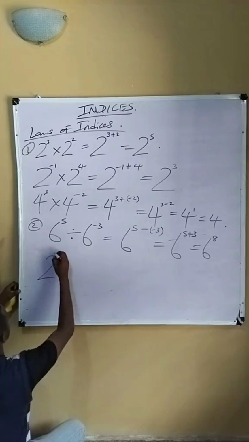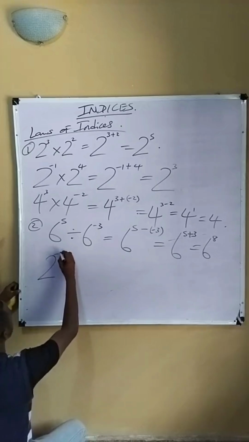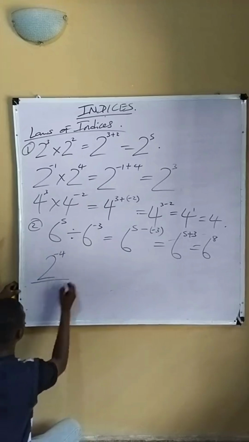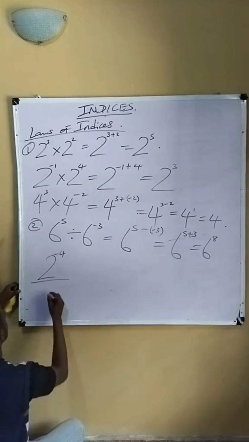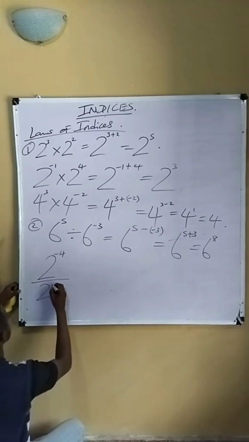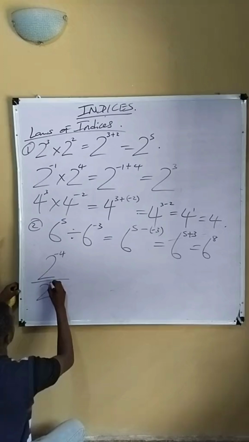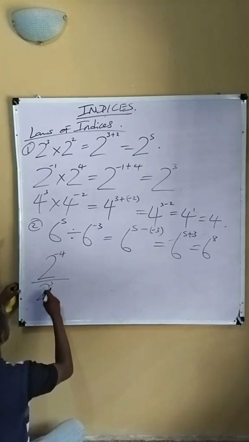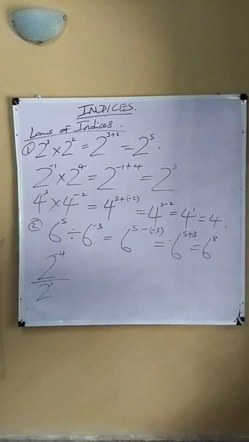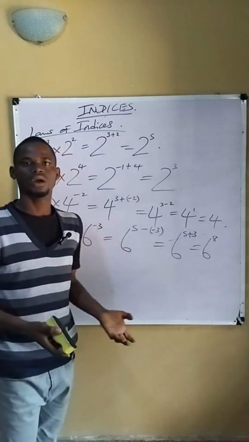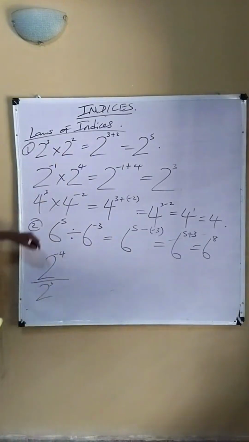Whatever, if you have something like this, 2 raised to the power of minus 4 all over 2 raised to the power of 3. Now, this all over also signifies division, and you are dividing indices of the same base. The base number here is 2, and the base number here is also 2. What do you do? You pick one of them and subtract the powers.